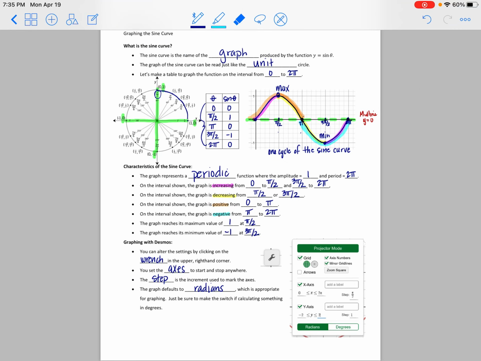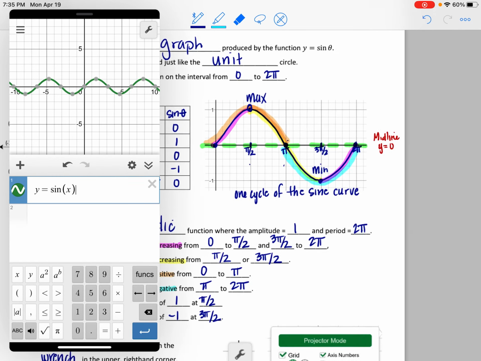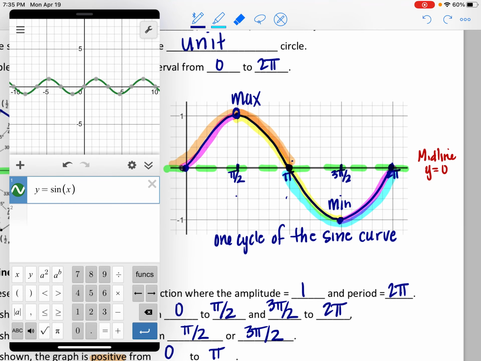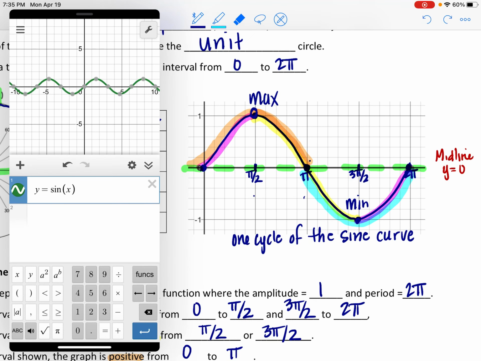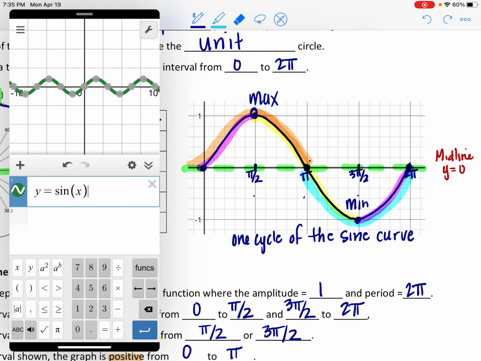Okay, so let's look at a few. Actually, let's go to Desmos and say we wanted to graph this particular graph, this parent sine curve from 0 to 2 pi, just so you can see it again. So I just put sine of x in there. I'm going to hit the little wrench in the corner. See, if you go to projector mode, it makes it brighter if you like that.